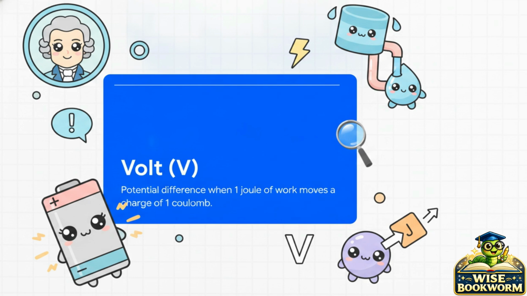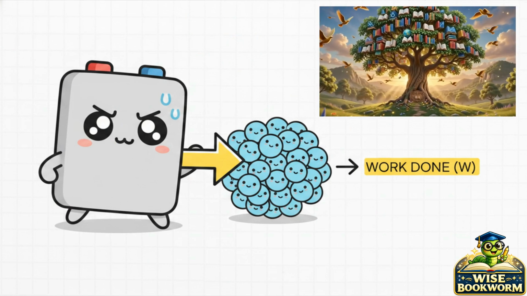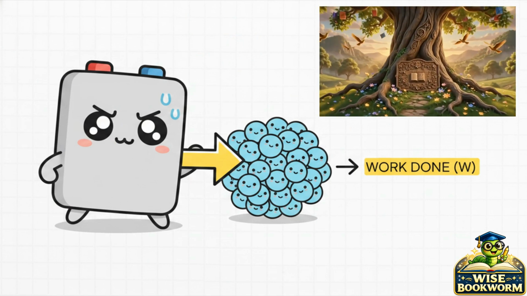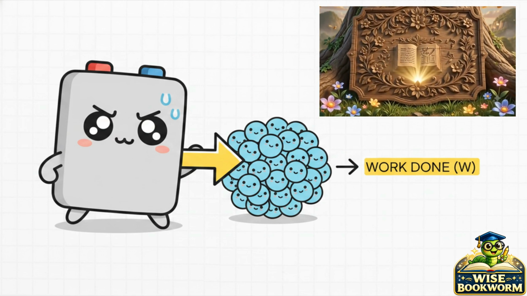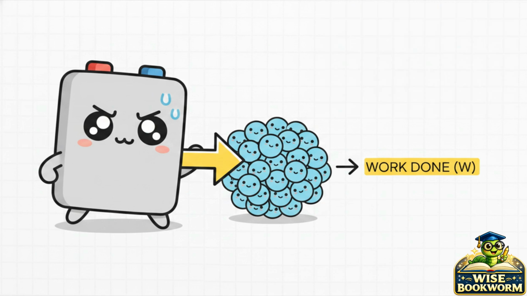Specifically, 1 volt is the potential difference when exactly 1 joule of work is done, or energy expended, to move that 1 coulomb of charge from one point to another. Which naturally gives us our next formula, V equals W over Q. Voltage is the work done divided by the charge moved. Now, when you see this formula, don't just see a bunch of letters on a page. Visualize the physical reality. This is literally the battery expending its stored chemical energy to physically push those quintillions of electrons through the wire.